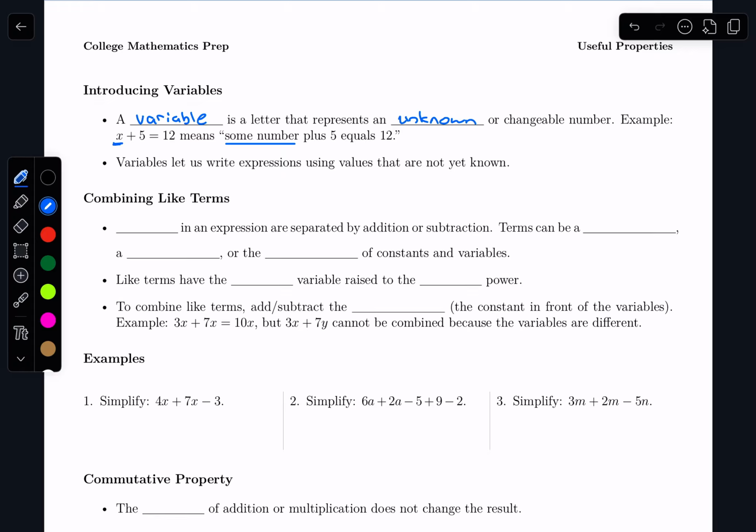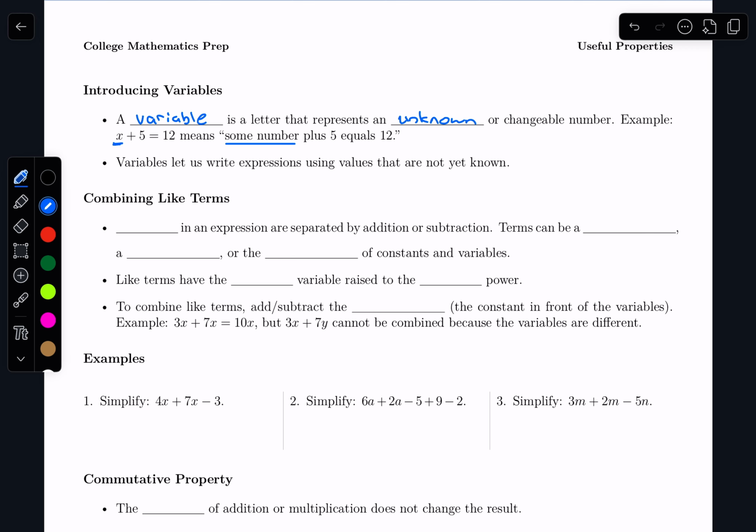And variables are going to let us write expressions using values that we don't know yet. So I do not know what that x is in the previous line, but I'm still able to write an expression without knowing what number goes in that place. And it allows me to then fill in that number in the future, or depending on our situation, we might be solving for that number using some sort of equation solving steps, which will be the next couple lessons.